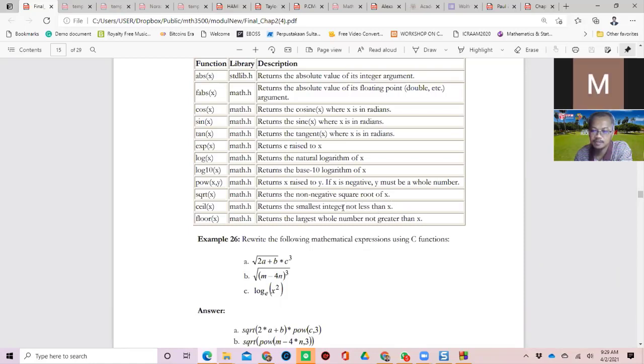The answer is 3. Why? The question is why. 3 is not less than 2.3, correct? 3 is greater than 2.3. Yes, correct. But why 3, not 4?